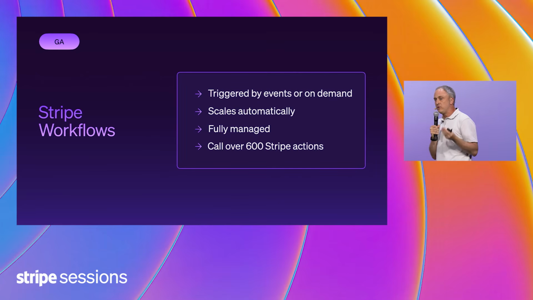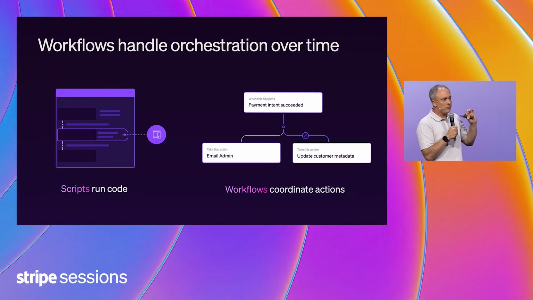And you can use them to orchestrate and call over 600 of the Stripe API actions, pretty much any API across the Stripe platform, and use them to sequence steps with branching logic, looping, retry, and failure capture all built in. So the mental model here is scripts run code, one decision, one moment inside part of Stripe's lifecycle, such as billing.